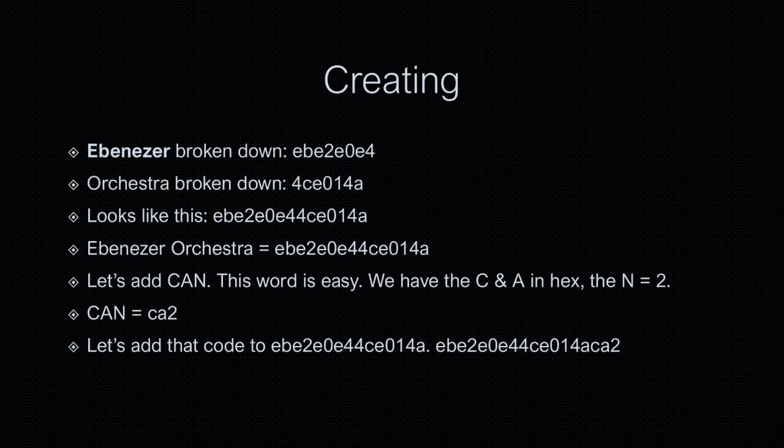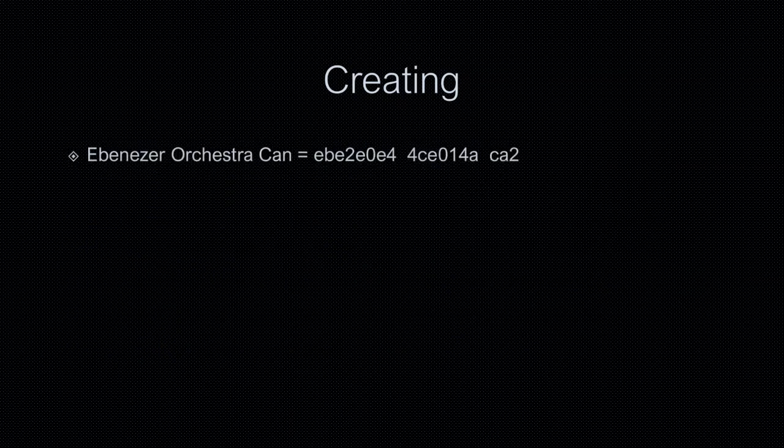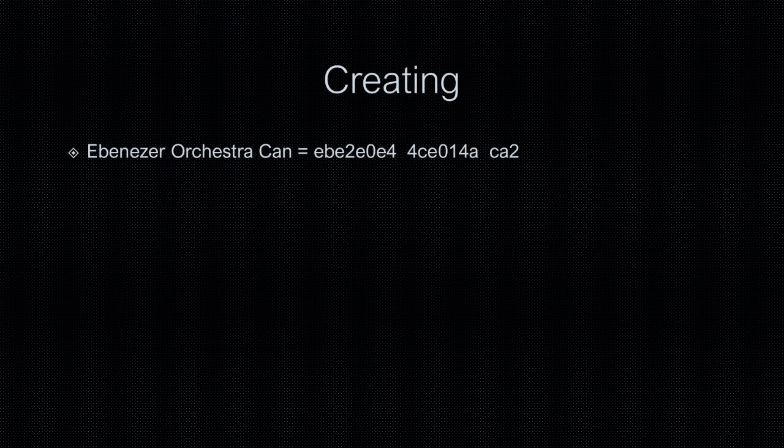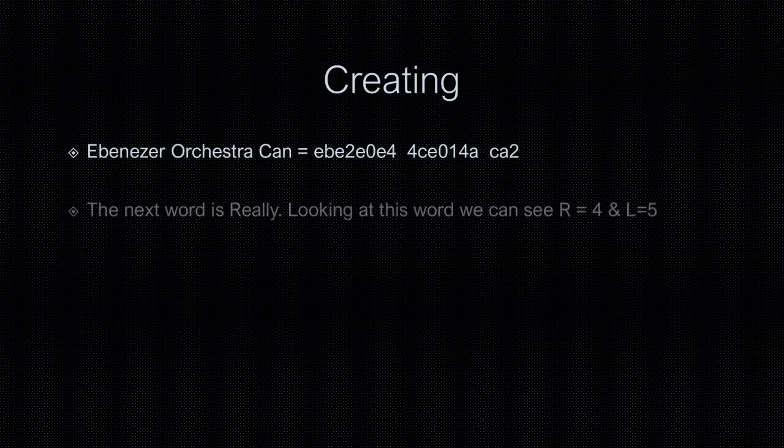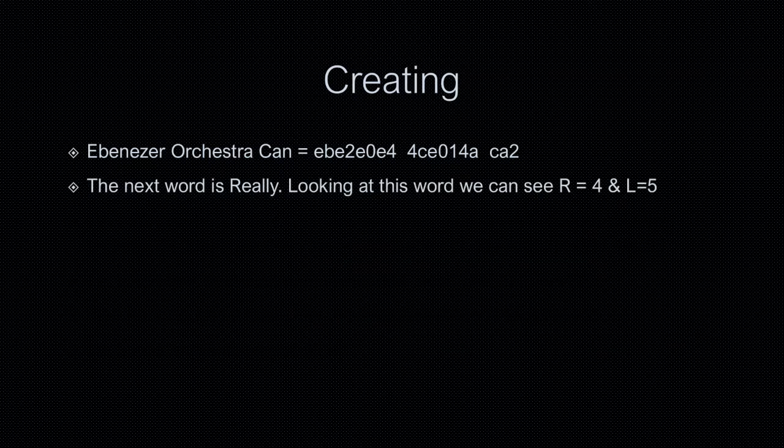EBE2E0E4, 4CE014A, CA2. Ebenezer Orchestra can. Ebenezer Orchestra can, broken down, it looks just like this: EBE2E0E4, 4CE014A, CA2. Just like you spelling a word. Amazing. The next word is really.